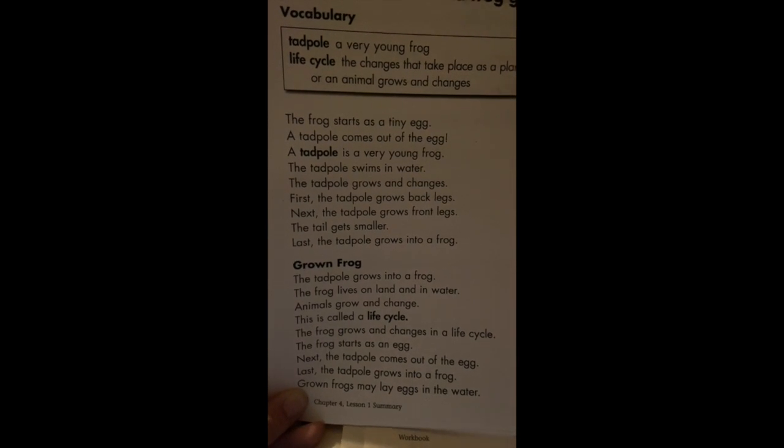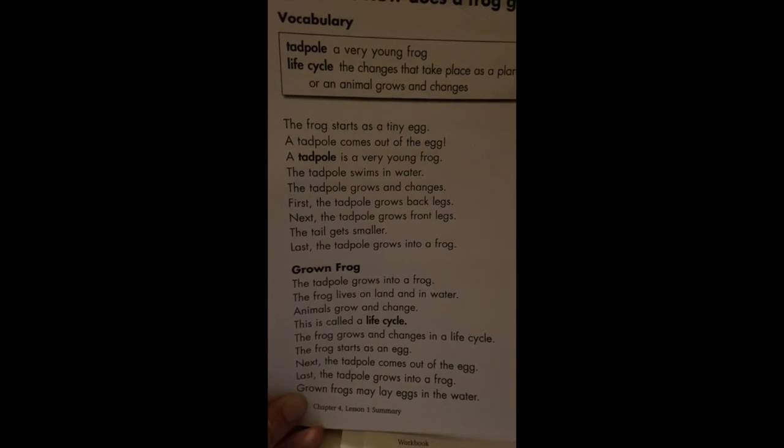I want you to take out your lesson 1 summary. So at the top, lesson 1, how does a frog grow? You have the vocabulary of a tadpole, which is a very young frog, and life cycle, the changes that take place as a plant or an animal grows and changes. The frog starts as a tiny egg, and a tadpole comes out of the egg. A tadpole is a very young frog. The tadpole swims in water, and the tadpole grows and changes.